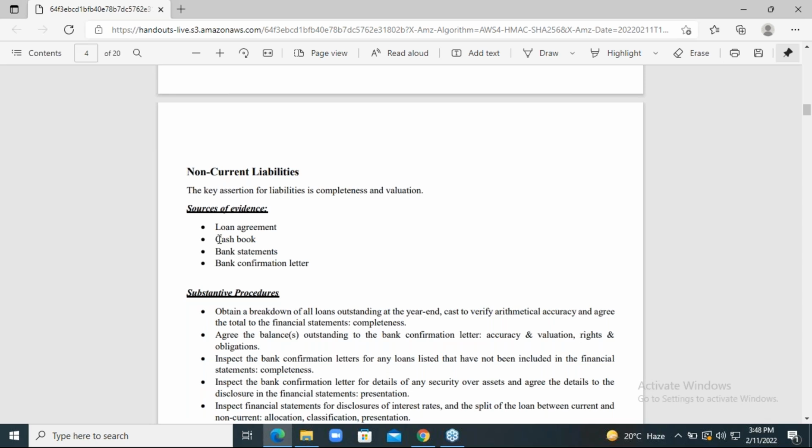And when payments are made, as an interest or principal amount is paid or the loan amount is received, it is also written in the cash book, or the third party reliable statement is the bank statement for that. And bank confirmation letters from the bank confirm whether the loan is taken or not. So these are the documents that would be used at this level.